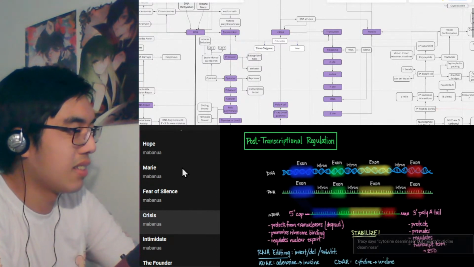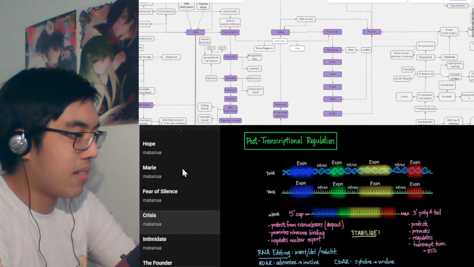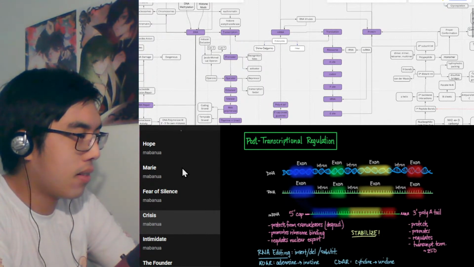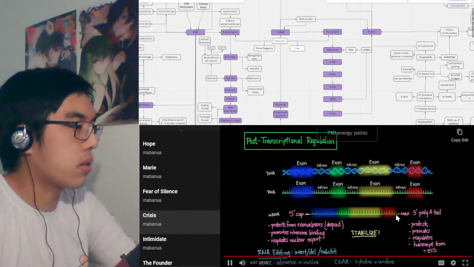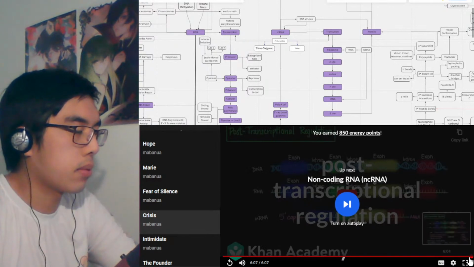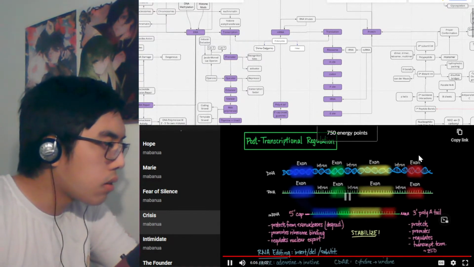RNA editing is currently being extensively studied in relation to infectious diseases because the editing process alters viral enzymes and their function. So, kind of an exciting new emerging concept in post-transcriptional regulation.